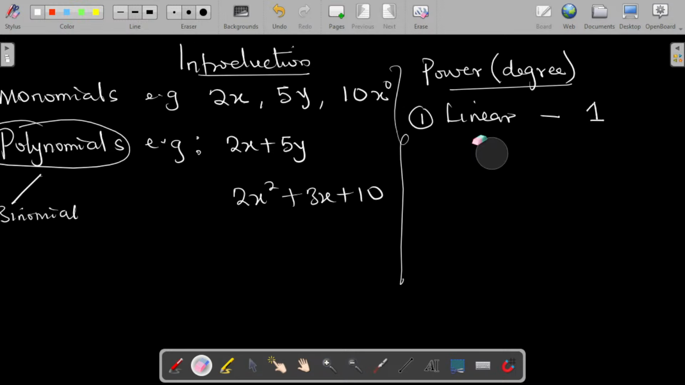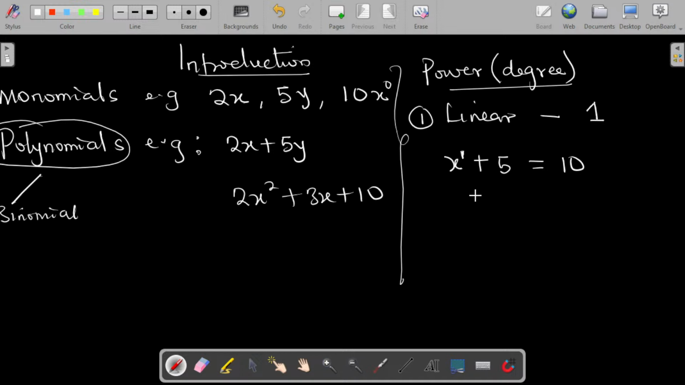Let me remove this one for now. So for instance, if I have x plus 5 equal to maybe 10, whatever, this is a linear equation. Somebody is saying, are you going to be going over trinomial expansion? No, we are only going to look at binomial expansion. Okay, so this is linear because the power of x here is 1.